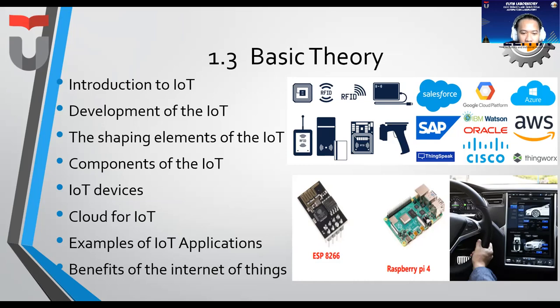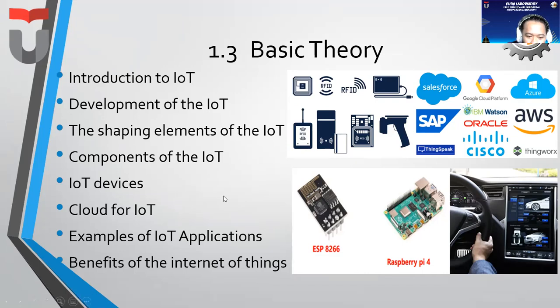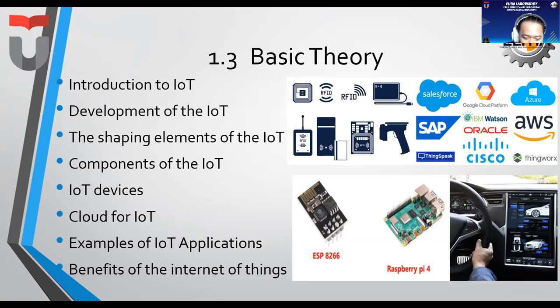And so next is the components of IoT. There are four components. The first component is sensor or device. The second is gateway and networks. The third is cloud or management service layer. The last is application layer.